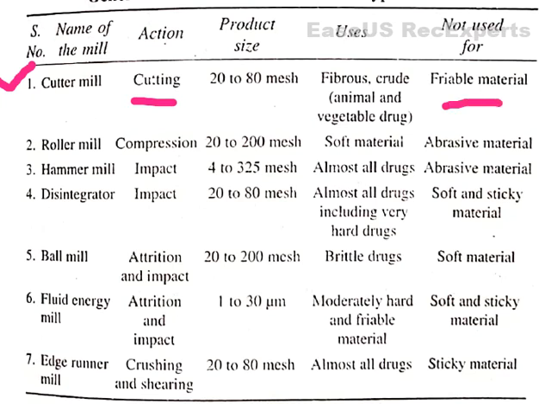Okay, then second, roller mill, their mechanism is compression. Roller mill, compression. 20 to 200 mesh, used for soft material, not used for abrasive material.